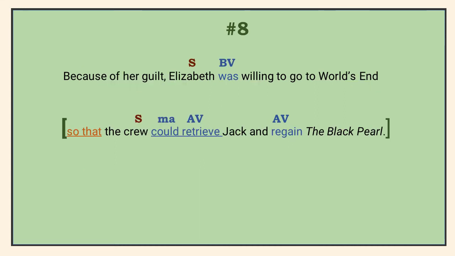Number 8. Similar to the until in number 7, because of is a preposition with guilt as its object. Because, without the of, is a subordinating conjunction. You can tell the difference because if we take out the because, the rest of the clause wouldn't be independent. We'd be left with, of her guilt, Elizabeth, and that just doesn't make sense. The adverb clause follows the independent clause, so no comma.